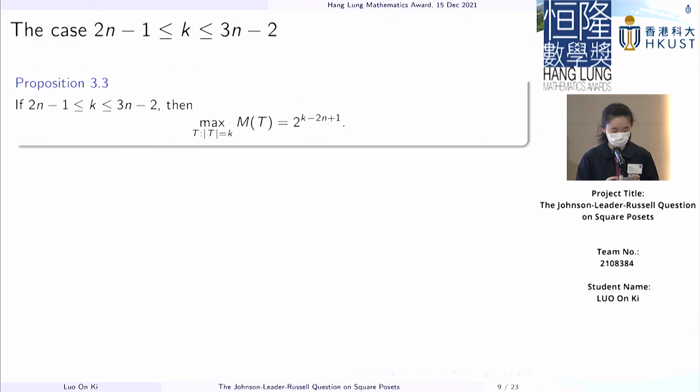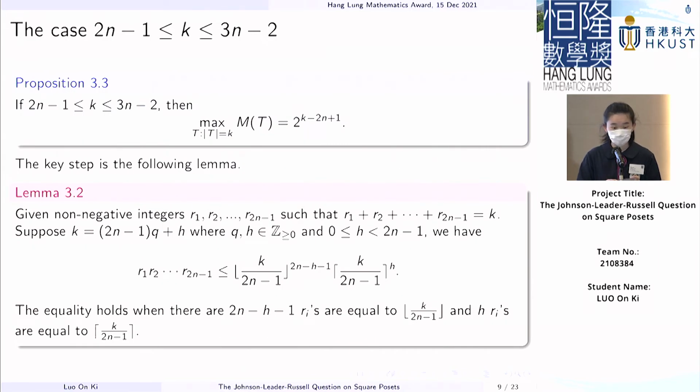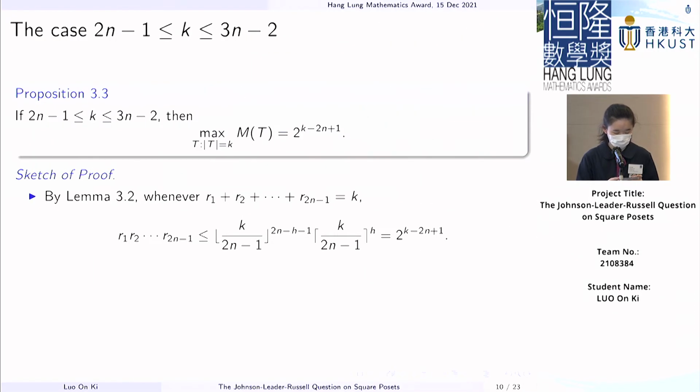Firstly, consider the case when k lies within this range. We have the following proposition that the maximum number of paths can be calculated by this formula. And to prove this, the key step is the following technical lemma. Given k as the sum of Li, the product of them is bounded above by this term. And notice that the bound is sharp, and we can always find an equality case which is given by this. So applying the previous lemma, we can see that as k is between 2n-1 and 3n-2, the product of Li is bounded by this, which is exactly the value in the proposition.